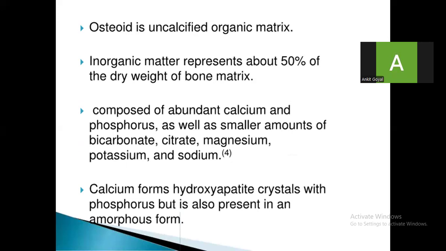Inorganic matter represents about 50% of the dry weight of bone matrix, and it is composed of abundant calcium and phosphorus, as well as smaller amounts of bicarbonate, citrate, magnesium, potassium, and sodium. Calcium forms hydroxyapatite crystals with phosphorus, but is also present in an amorphous form.